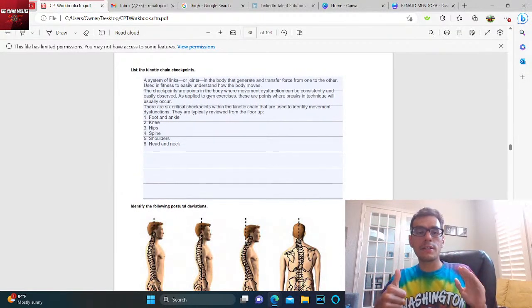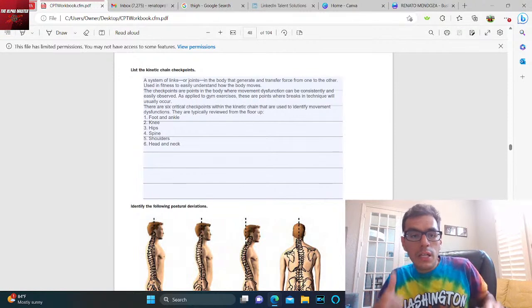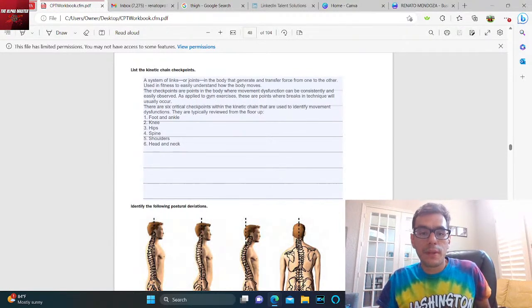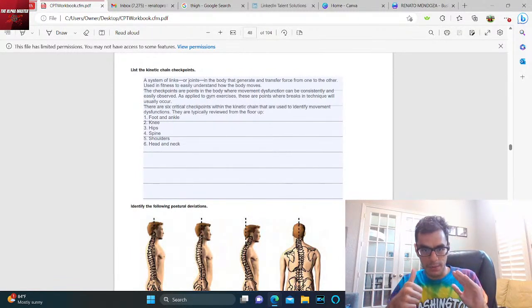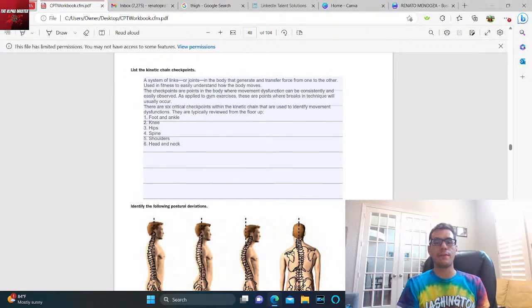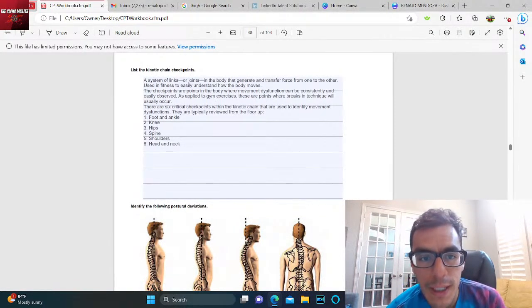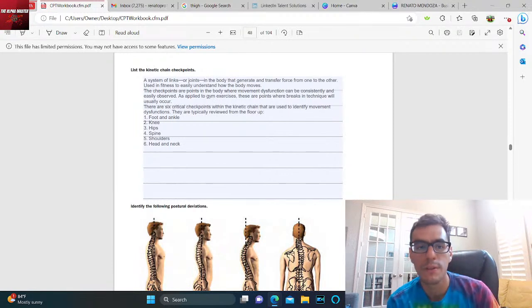There are 6 critical kinetic chain checkpoints within the kinetic chain that are used to identify movement dysfunction. They are typically reviewed from the floor up. So it starts in the foot and the ankle. The foot and the ankle is going to be the first critical checkpoint from the kinetic chain that are used to identify movement dysfunctions.